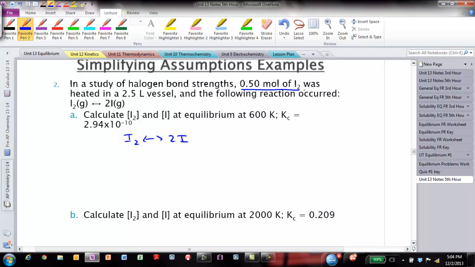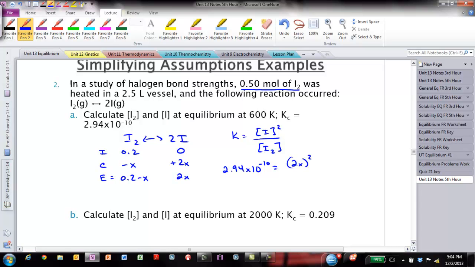Okay, it tells us that 0.5 moles of iodine was heated in a 2.5 liter vessel. So I'm going to calculate my initial concentration, which is 0.2, and it didn't give me any iodine atom, so I'm going to record that as a 0. My change is minus x and plus 2x, and my equilibrium is 0.2 minus x and 2x. So if I set up my K expression, I get iodine atom squared over iodine. So if I plug in 4, I'm going to get 2.94 times 10 to the negative 10th equals 2x squared over 0.2 minus x.